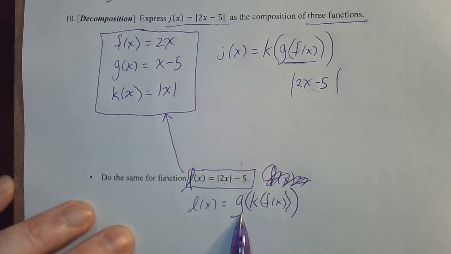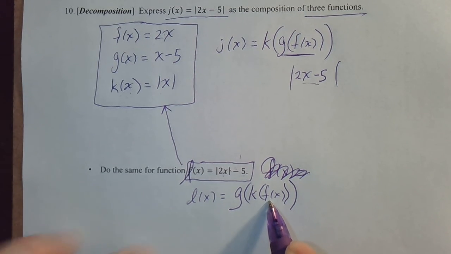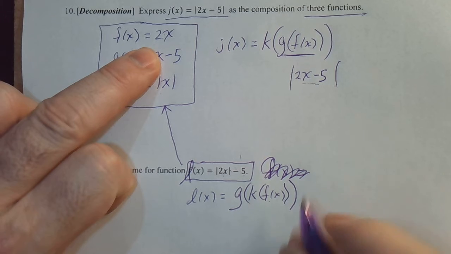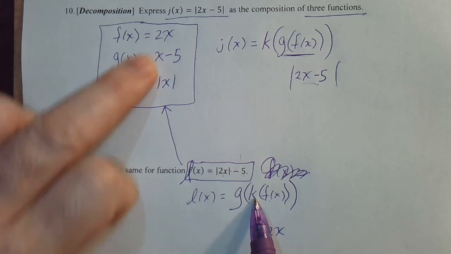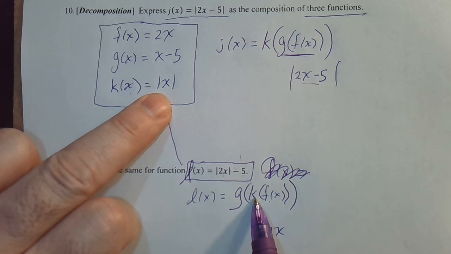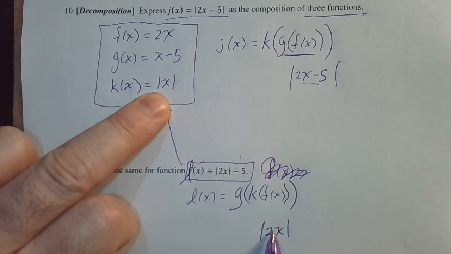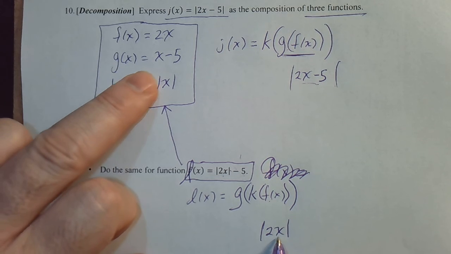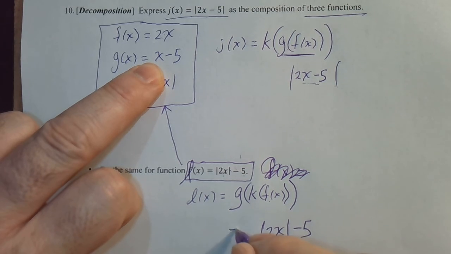And our new L of x is this. And let's just kind of talk through it real quick. F of x is 2x. So 2x is getting plugged into k. K of 2x would be the absolute value of 2x. And then we're plugging the absolute value of 2x into g. And we're replacing this x with the absolute value of 2x to get absolute value of 2x minus 5.